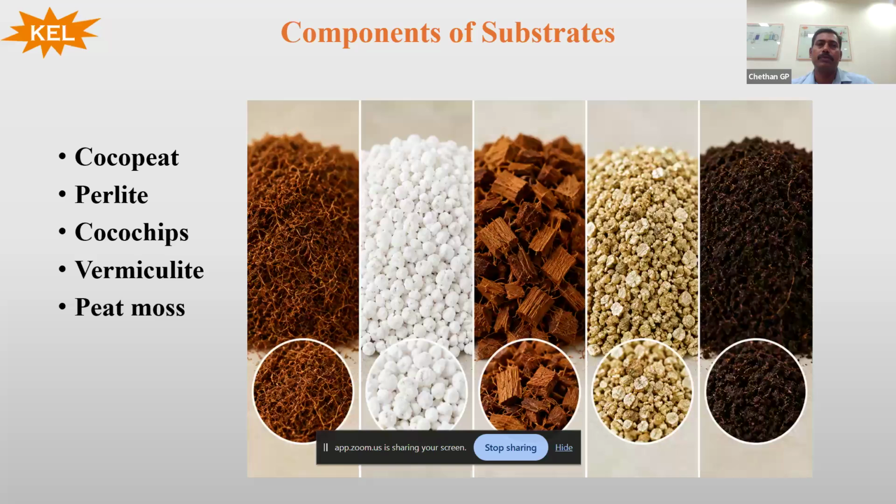Vermiculite contributes additional water and nutrient retention, especially during seed germination. Peat moss enhances moisture retention and is commonly used in propagation media. No single material can satisfy the crop requirements.